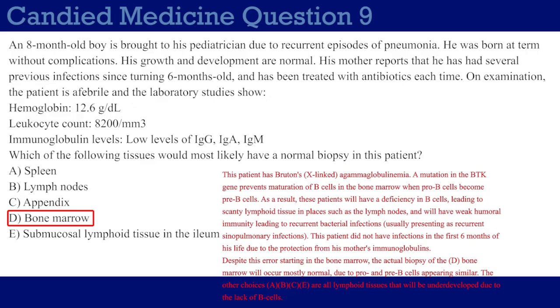And choice E, obviously I just wrote essentially Peyer's patches in different words. These would also have a bunch of lymphoid follicles that include B cells, and in Bruton's, these are underdeveloped. So your takeaways here are to know how to identify Bruton's, and also recognize the general maturation pathway of the B cells, which would have allowed you to answer this question.